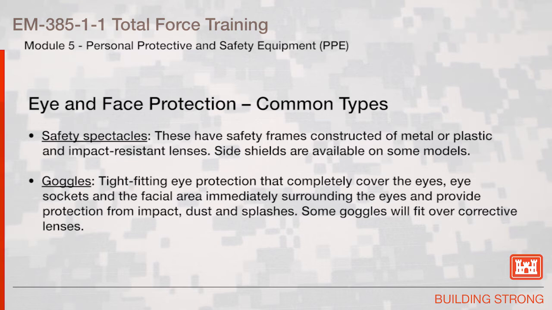Some common types of eye and face protection include safety spectacles. These have safety frames constructed of metal or plastic and impact-resistant lenses. Side shields are available on some models. Goggles, which are tight-fitting eye protection that completely cover the eyes, eye sockets, and the facial area immediately surrounding the eyes, provide protection from impact, dust, and splashes.